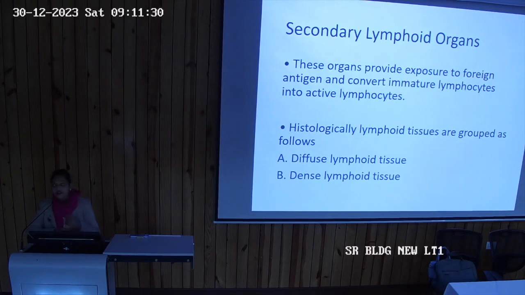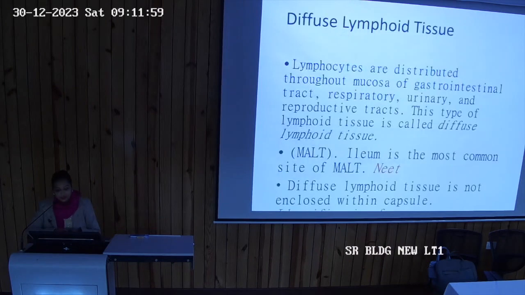So maturation of lymphocytes takes place where? In the secondary lymphoid organs. Now this secondary lymphoid organ is again of two types, diffuse lymphoid tissue and dense lymphoid tissue. ठीक है, जहाँ पे diffuse है, it is not associated with the capsule. There is no capsule, there is no outer covering, and the dense lymphoid tissues जो हैं वो सारे हो जाएंगे lymph node, spleen, जो हम पढ़ेंगे thymus, they are dense lymphoid tissues.